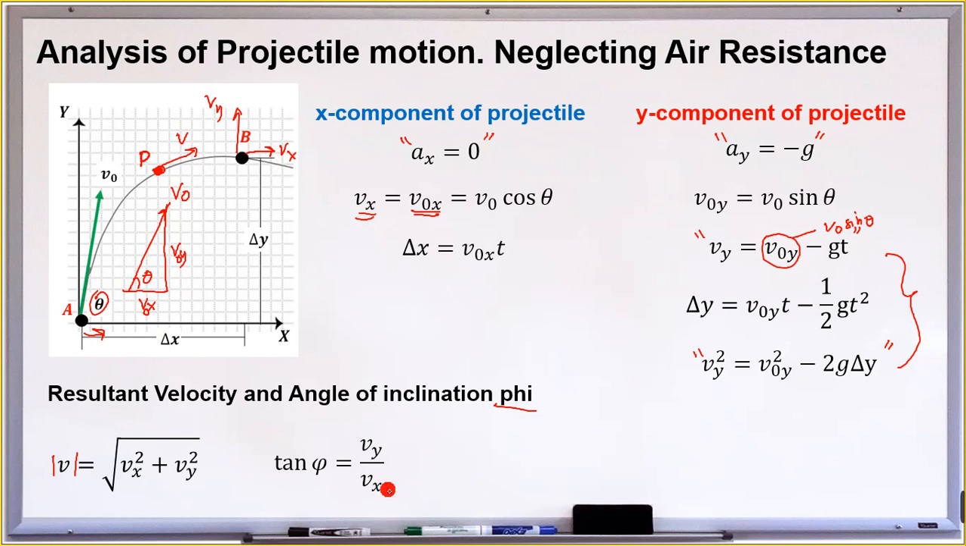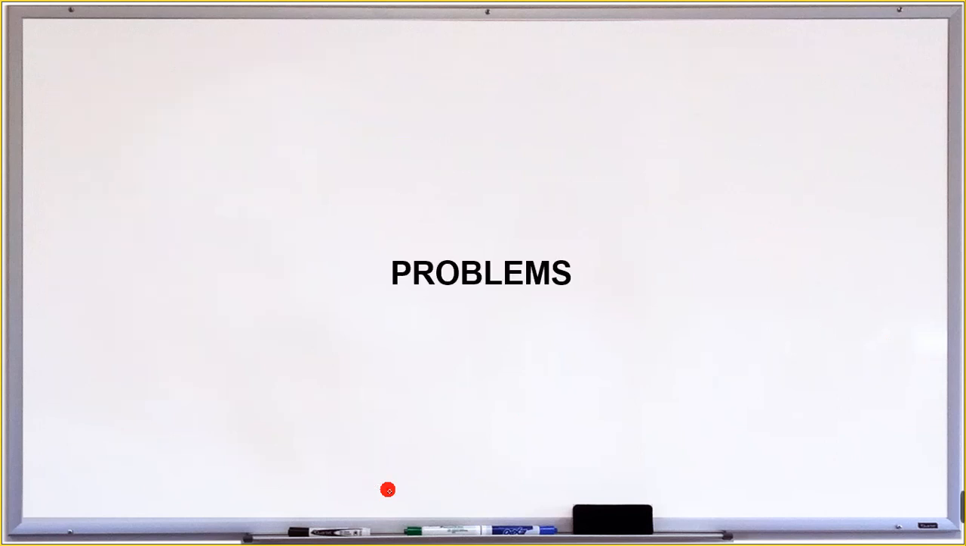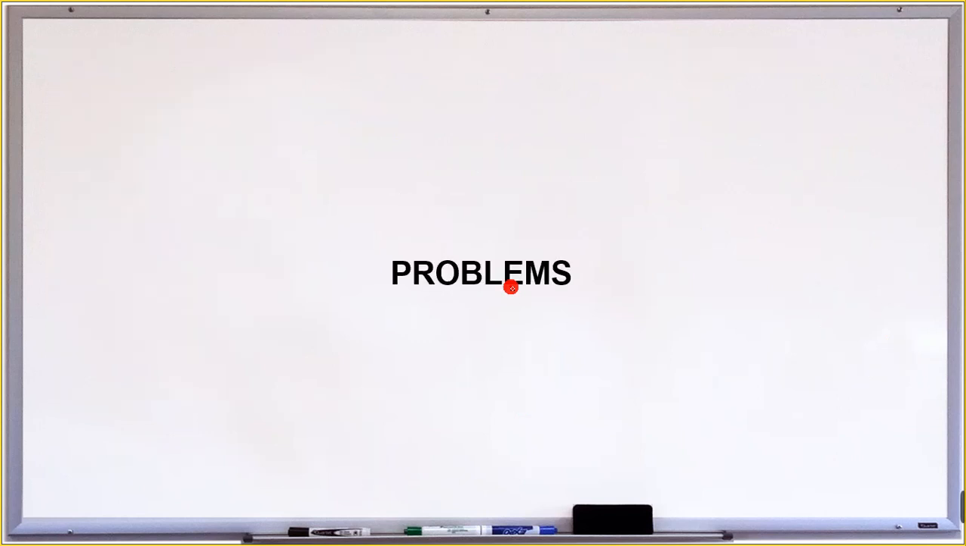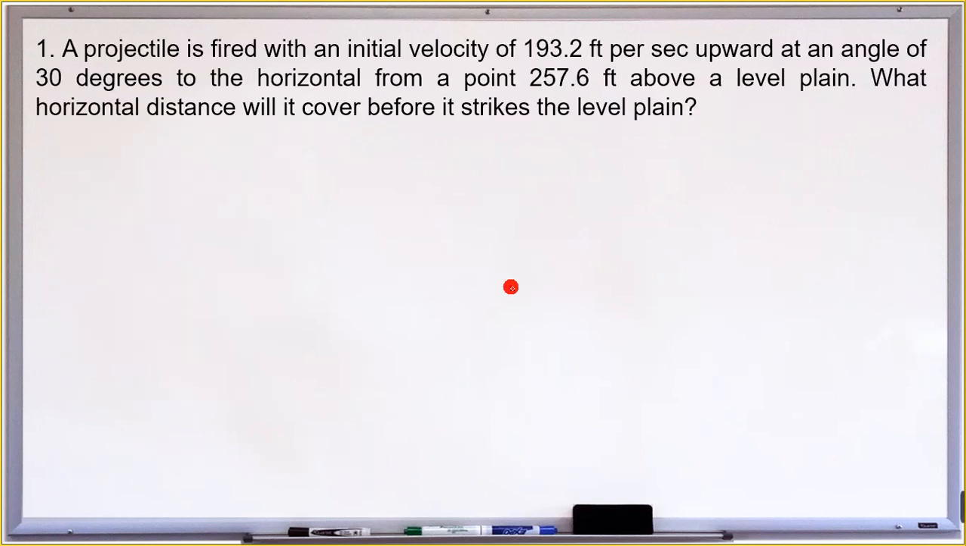Okay, so let's proceed to the problems. Let's apply these kinematic equations to solve different problems relating to projectile motion. We have our problem number one. A projectile is fired with an initial velocity of 193.2 feet per second upward at an angle of 30 degrees to the horizontal from a point 257.6 feet above a level plane. What horizontal distance will it cover before it strikes the level plane?